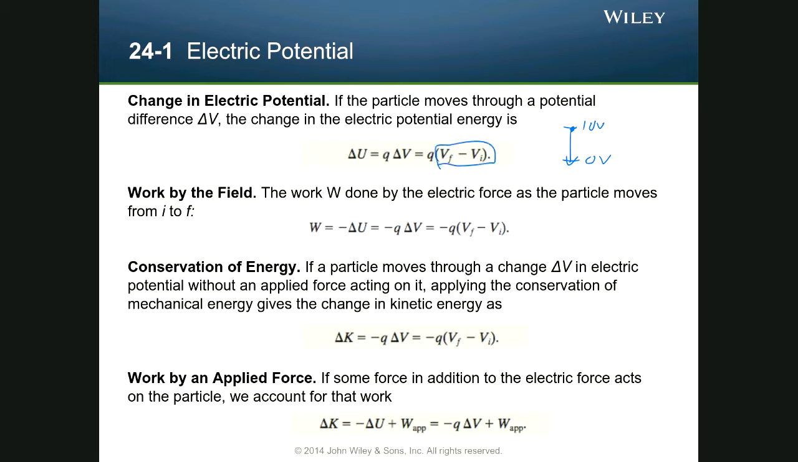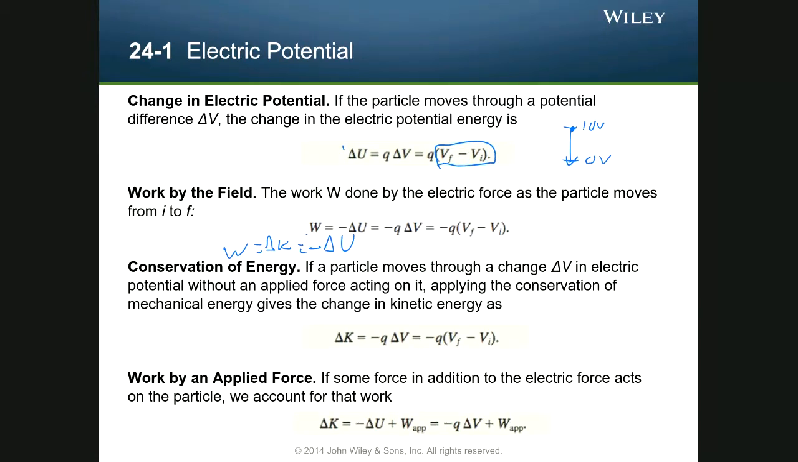We'll have to go back to chapter 6 to look at some of this. From our work-energy theorem, we have work equals delta K equals minus delta U. This says that when you lose potential energy, you gain kinetic energy, and vice versa. If they had the same signs, you would gain both types of energy, and we really can't do that. That's where the negative sign comes from here. And delta U, you just replace with Q times minus delta V, and we have our equation for work.